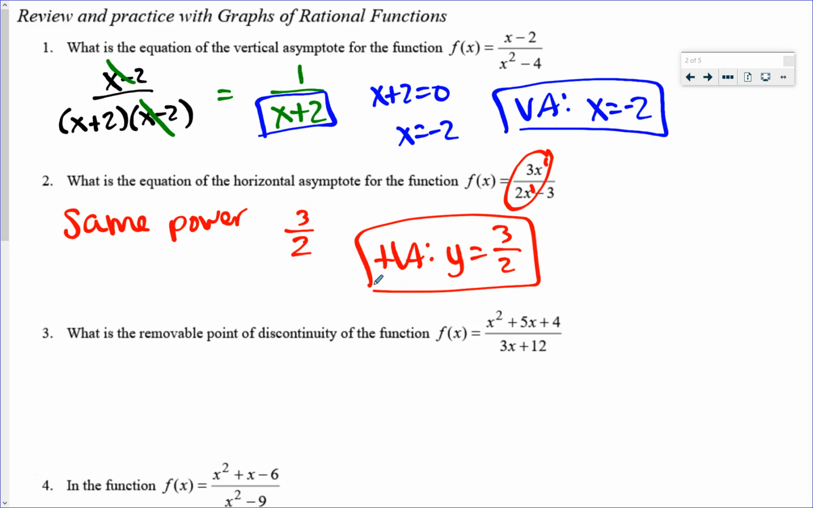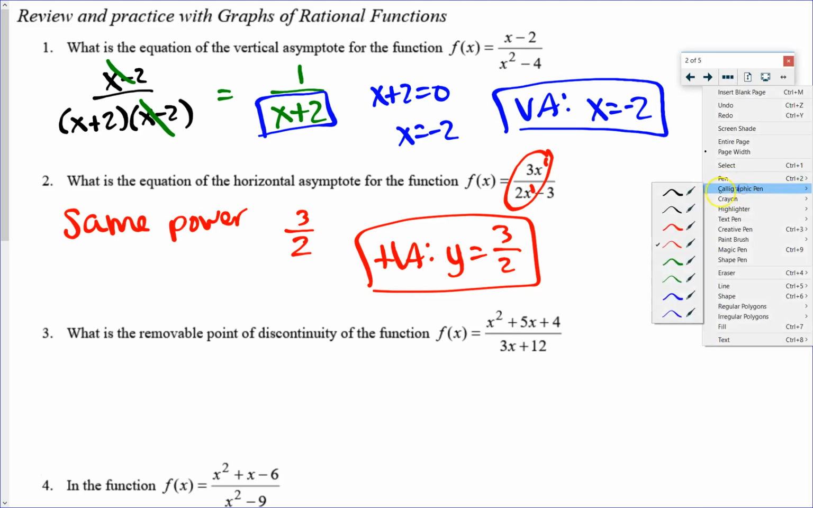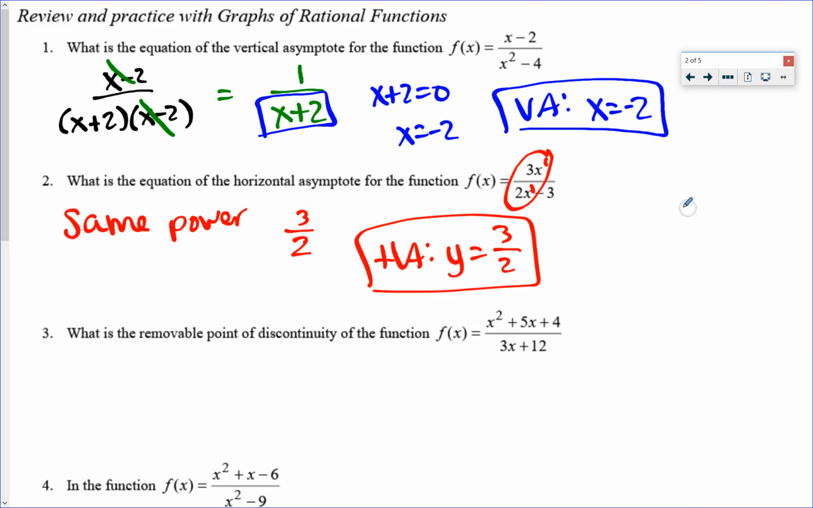All right, what is the removable point of discontinuity of the function? Very fancy for where do I have holes or breaks. So again, factor this function first. So we have that can factor into x plus 4 and x plus 1. Our denominator, I can take a 3 out of both of those. I'm left with x plus 4 in my denominator.